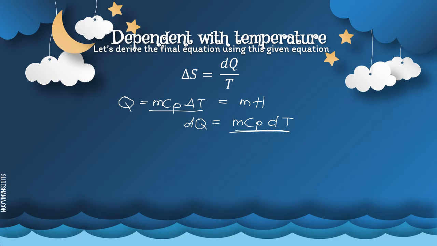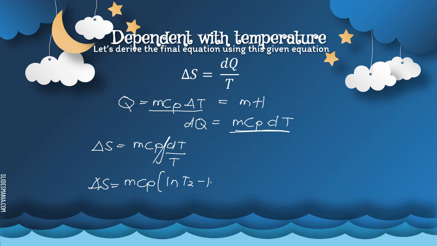Now let's substitute this value. Therefore, we have delta S is equal to mCp dT per T. And we will get the integral of dT over T. You will get delta S is equal to mCp times ln of T2 minus ln of T1. Or if we simplify using the laws of logarithm, you will have delta S is equal to mCp ln of T2 over T1.